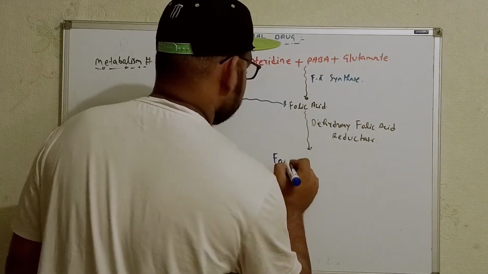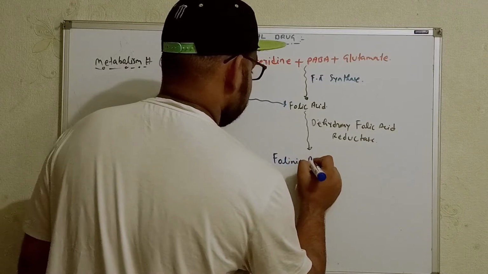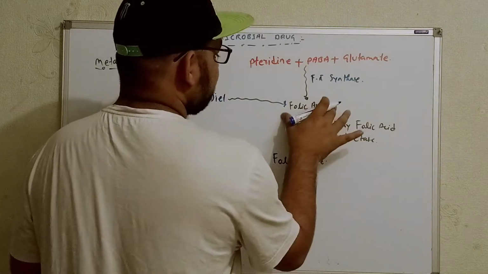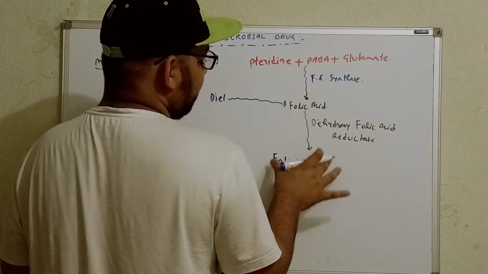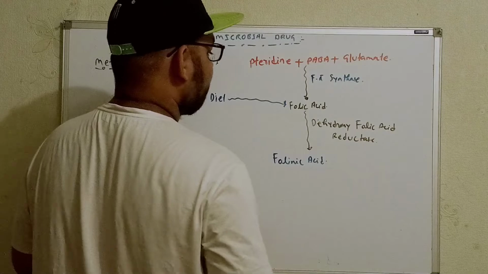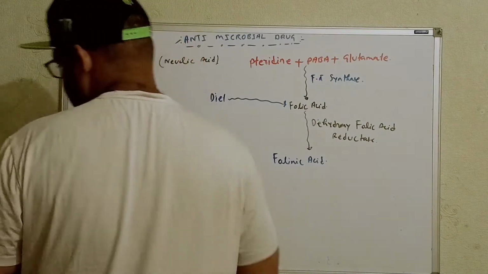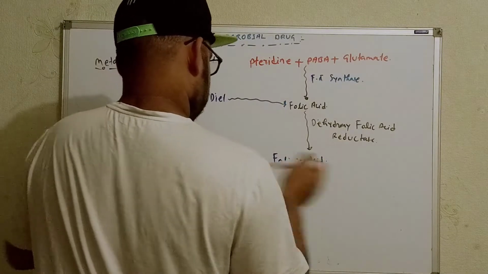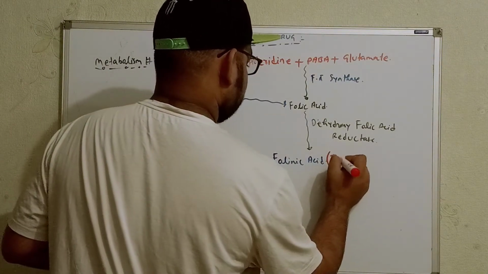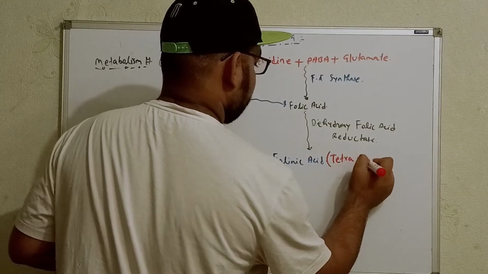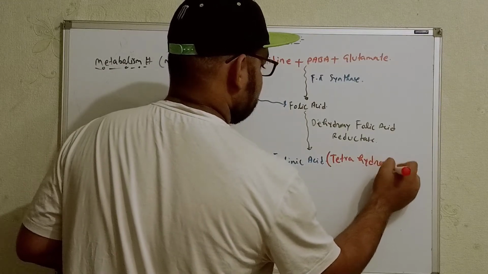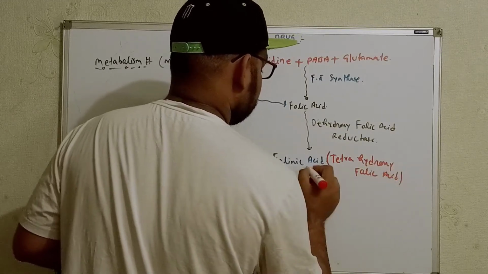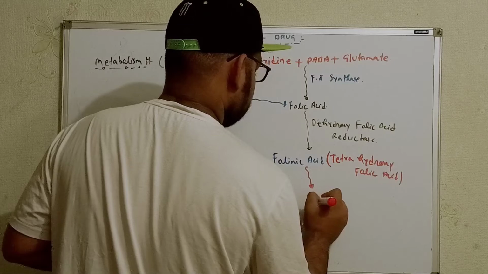Don't get confused with these things. Folinic acid is a different thing. This is the folic acid and this is the folinic acid. We get folinic acid whenever the folic acid is acted upon by dihydrofolic acid reductase. Another name for it is tetrahydrofolic acid. Now these things help to form the DNA in these organisms.